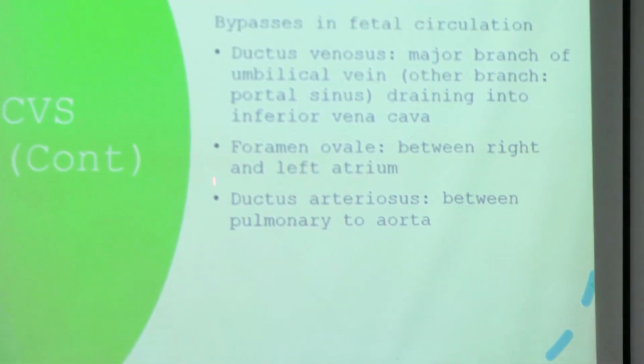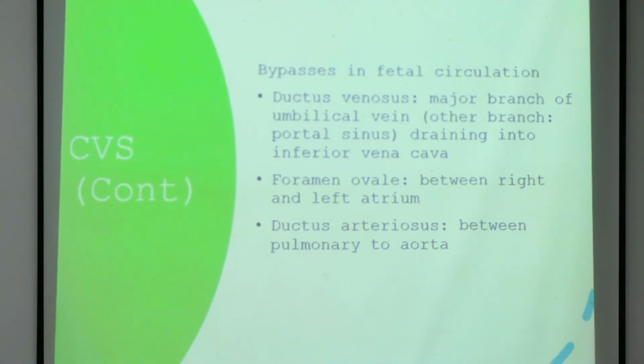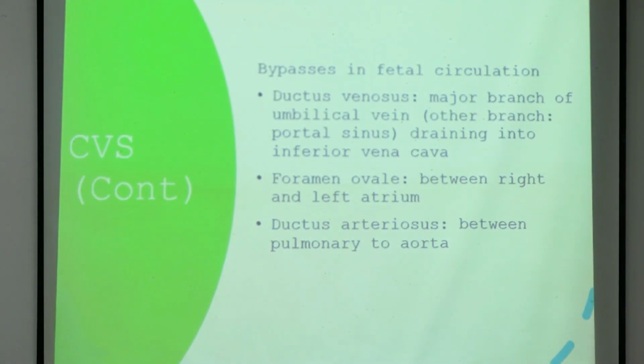So the 3 bypasses are, first, ductus venosus. It's the major branch of umbilical vein. It takes the majority of blood directly into inferior vena cava. Then we have foramen ovale. It is the connection between right and left atrium. So the majority of oxygenated blood from right atrium flows into the left atrium. And then we have ductus arteriosus. It is the connection between pulmonary artery and arch of aorta. So this is the one that completely bypasses the lungs. Majority of the blood that enters the pulmonary artery from the right ventricle bypasses the lungs and goes into the arch of aorta.